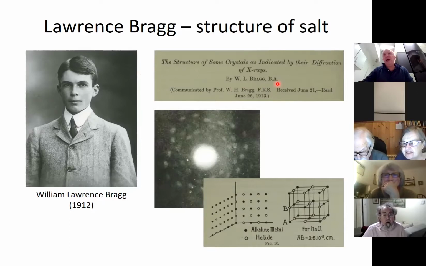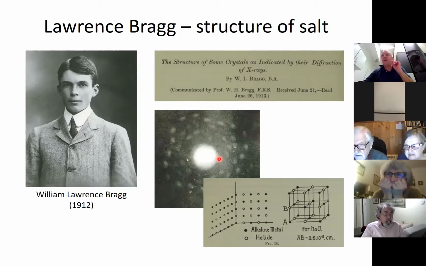Now, what happened was that a few years previously, a German called von Laue had put a salt crystal into a beam of X-rays and had seen what was called a diffraction pattern. So that's these spots here that surround the central X-ray beam. Now, what this experiment had told von Laue is that X-rays are made up of waves. It had been the proof of that.